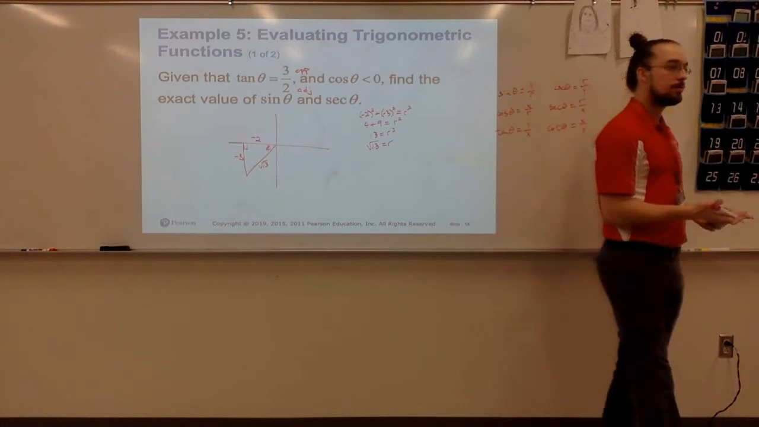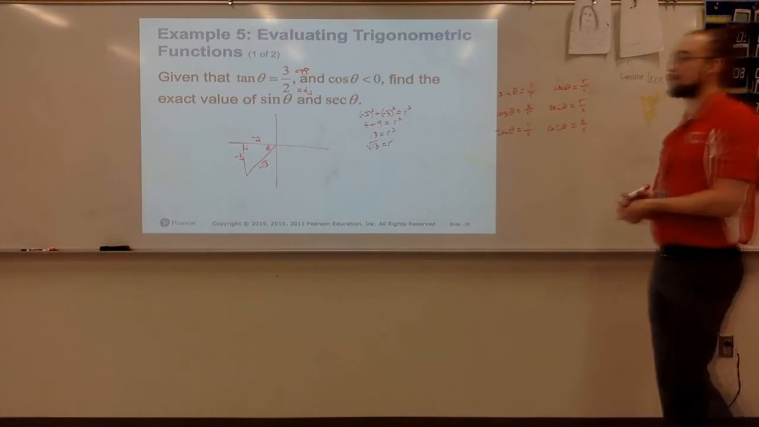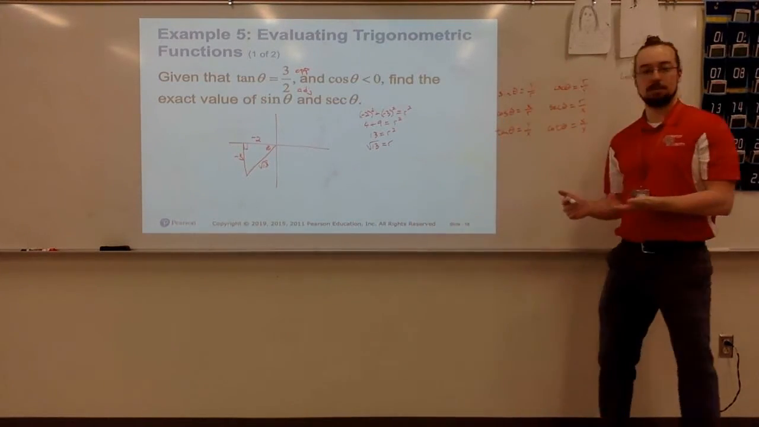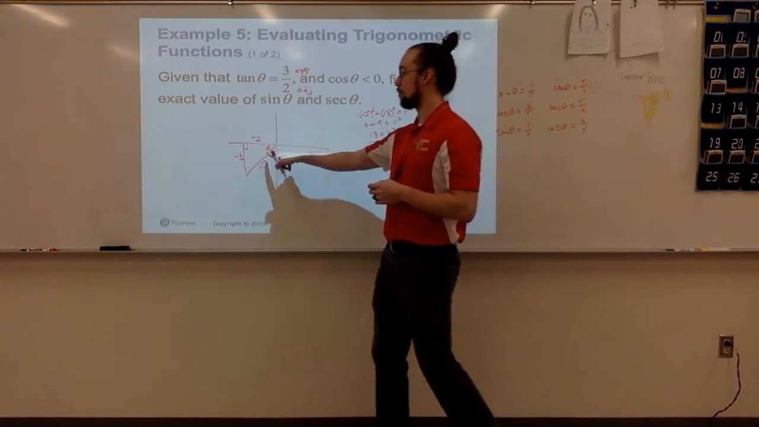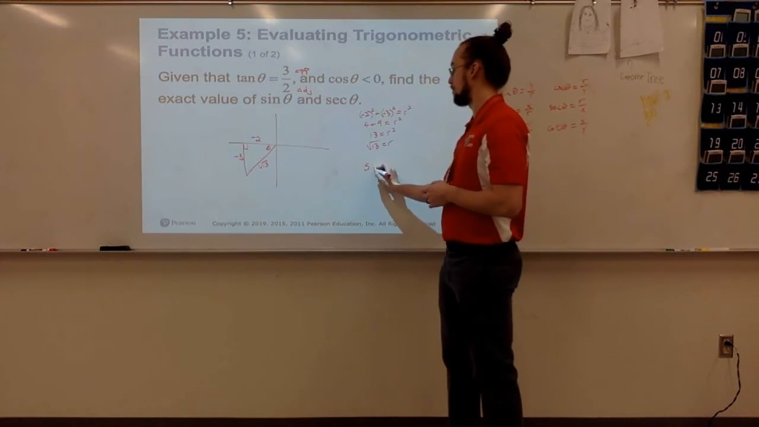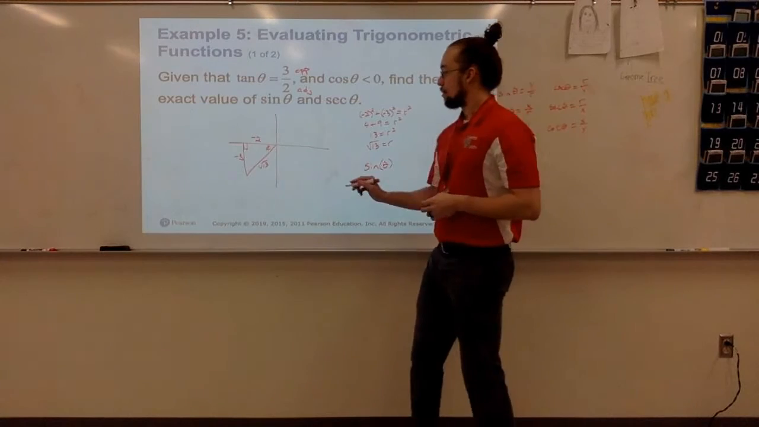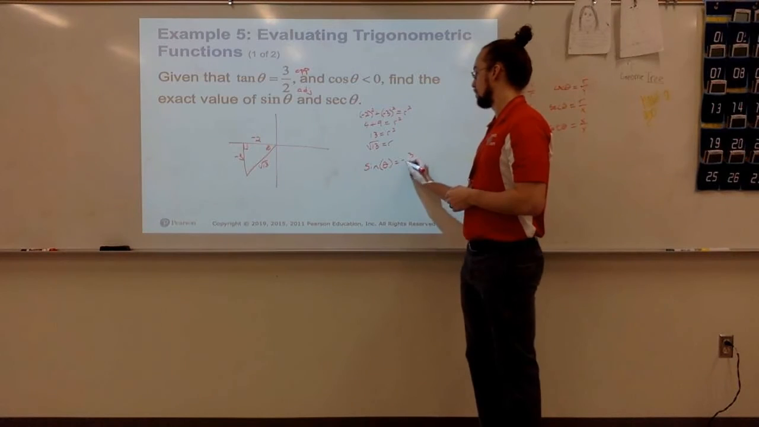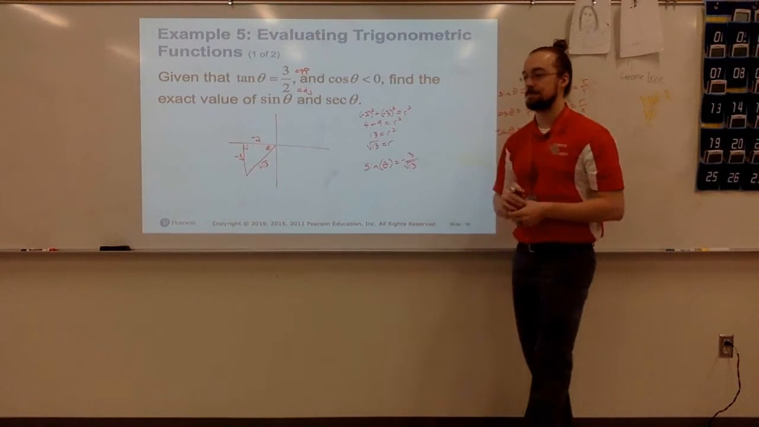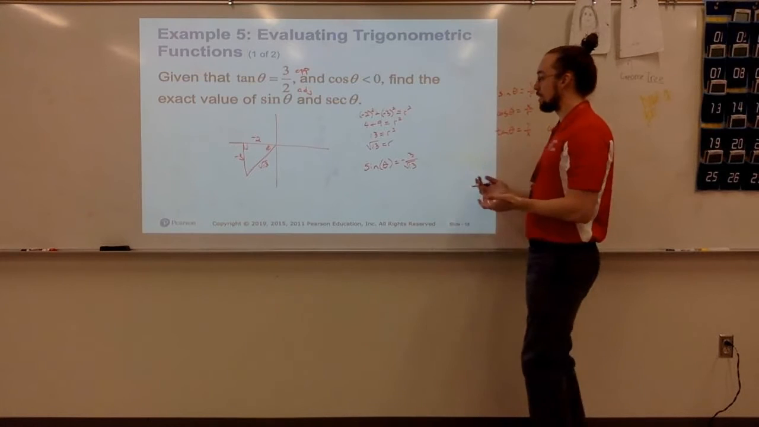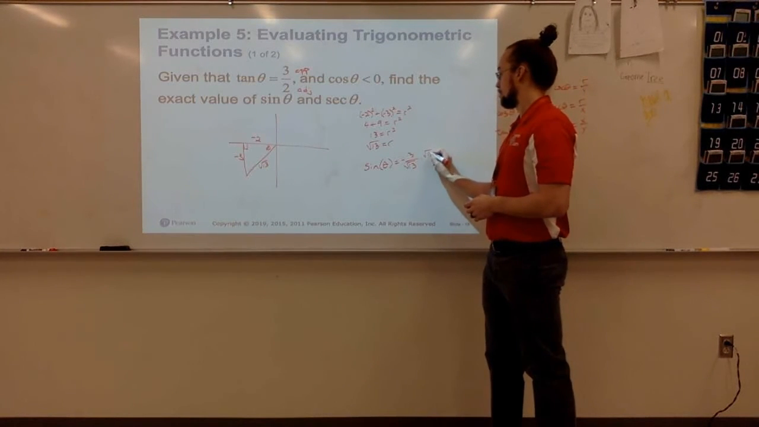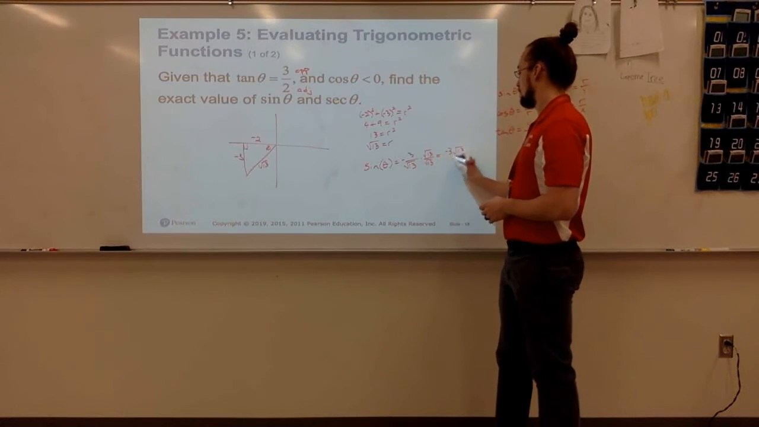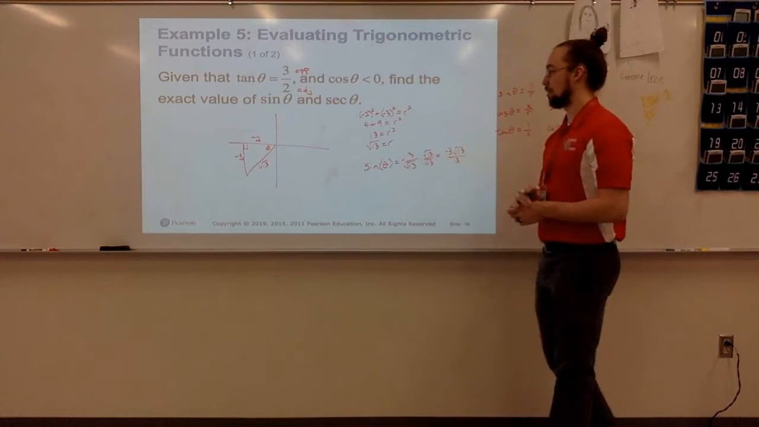So now, once I've found that extra piece of information, I give the exact values of sine and secant. So with respect to this angle, okay, we know that sine is opposite over hypotenuse. So opposite over hypotenuse is going to be negative 3 over the square root of 13. Again, we want to rationalize. So multiply top and bottom by the square root of 13. Get negative 3 times the square root of 13 over 13.